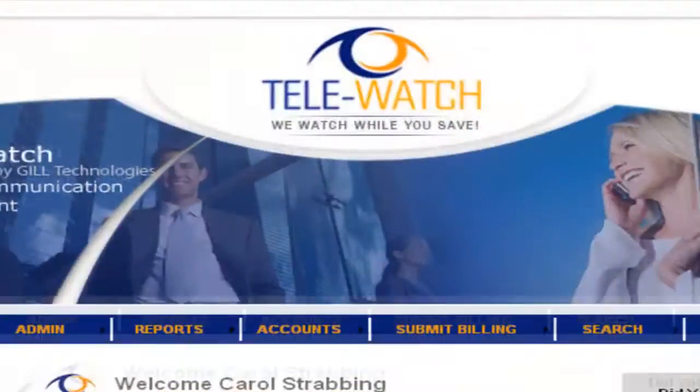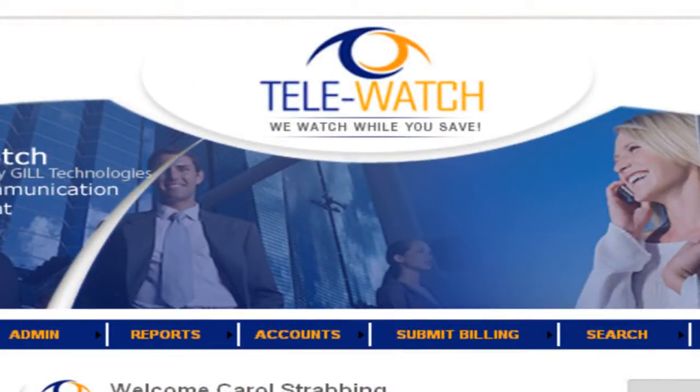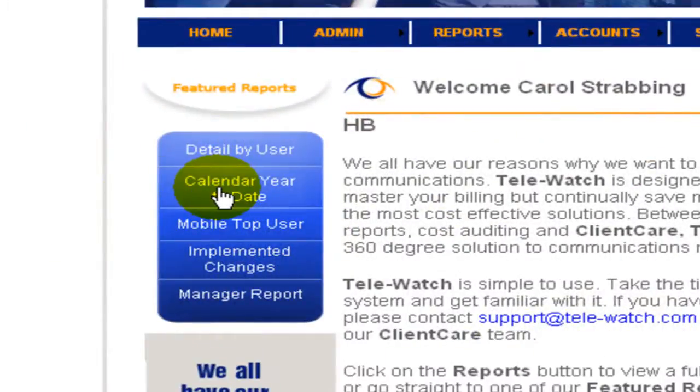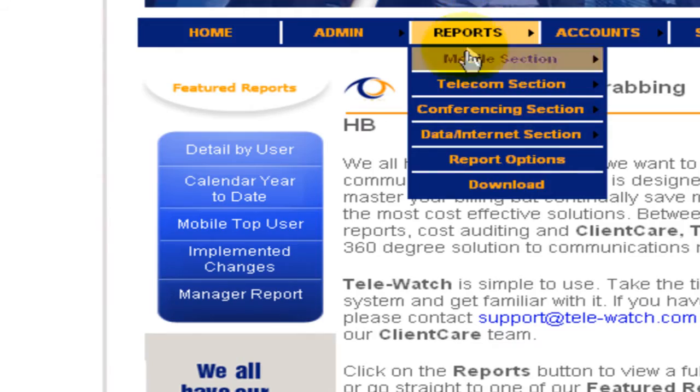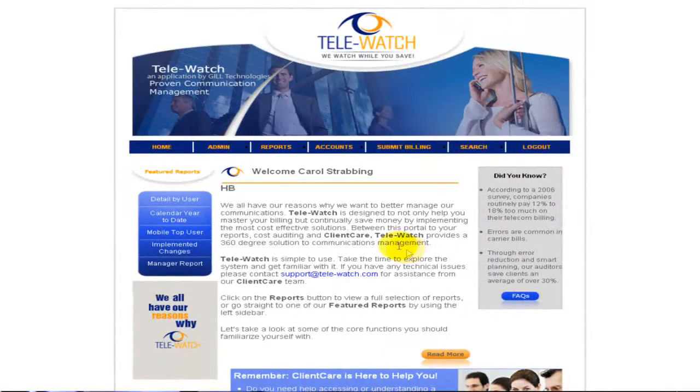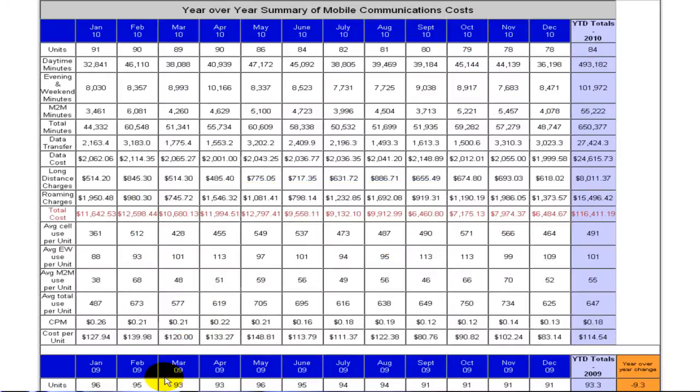All right. Here we are in Telewatch, and there are two ways for us to get to the calendar year-to-date report. First is simply click here, calendar year-to-date, or we can click on Reports, Mobile section, and calendar year-to-date report summary. Now, I love the calendar year-to-date report. It is a great way for us to get a really good idea of what's going on in the account all in one shot.